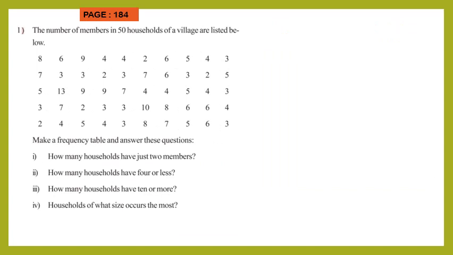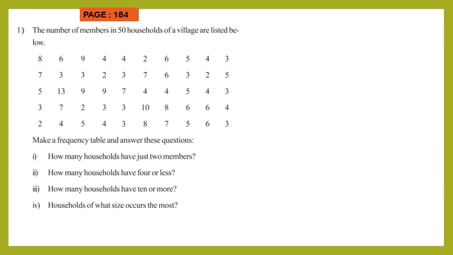Next, let us do questions from page number 184. See, first question. The number of members in 50 households of a family are listed below. Make a frequency table and answer these questions. First question. How many households have just 2 members? Second question. How many households have 4 or less? Third question. How many households have 10 or more? Fourth question. How many households of what size occur the most? Here households means family.